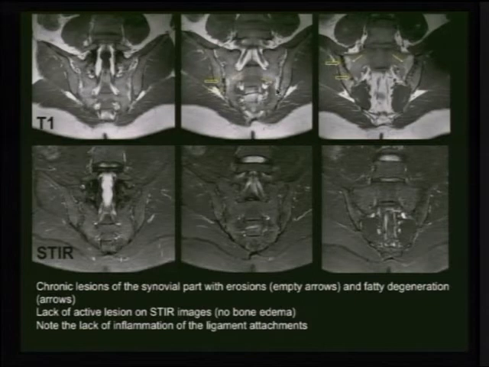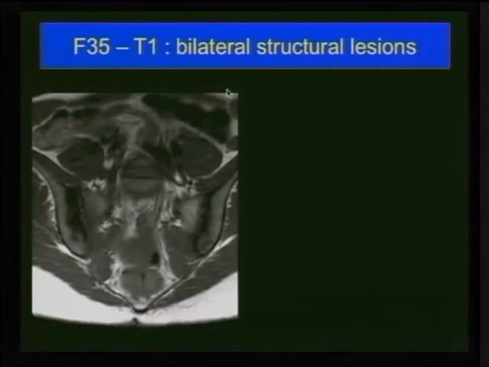So you see now this one, we should compare the same region on STIR. This is low, this is bright on T1, low in STIR, bright on T1. This is definitely a fat component. So we are confident here that everything here is of a chronic nature. There is no evidence of edema at all. So this is a chronic case of sacroiliitis.